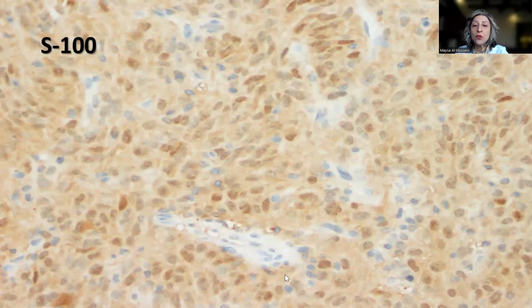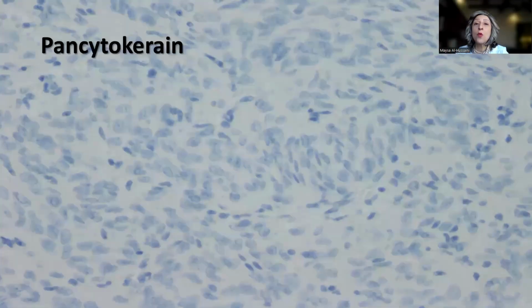cytoplasmic staining for S100. And remember that we always have to make sure that our internal negative control is indeed negative. And in order to make sure that this is not a pituitary tumor, pituitary adenoma, or a neuroendocrine tumor, you need really to apply one immunohistochemical marker, which is pan-cytokeratin, which is negative in these tumors, while uniformly positive in pituitary adenomas, thus ruling this differential diagnosis out.